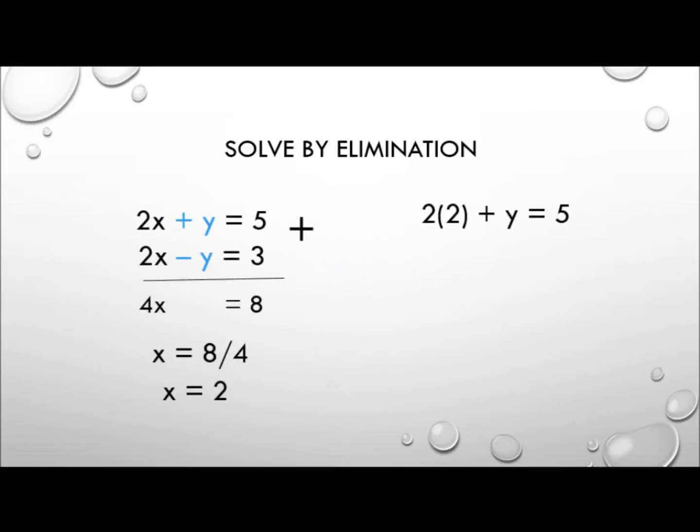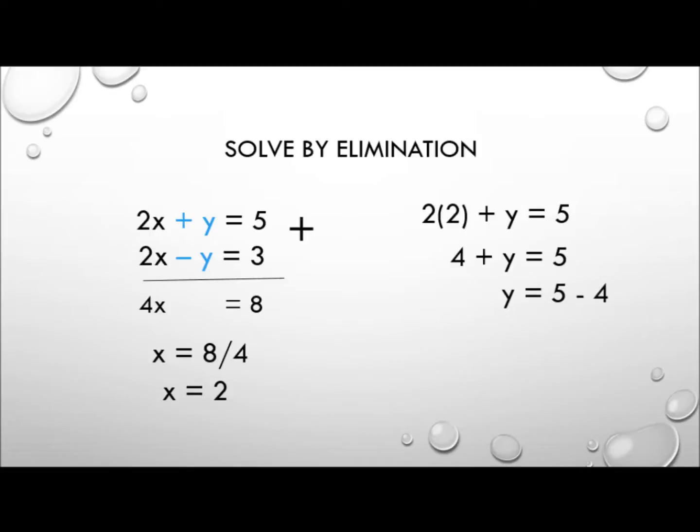And from now on, it's just the same as the substitution method. We can substitute x equals 2 into either of the two equations. In this case, let's pick 2x plus y equals 5. Well, if x is 2, then where we see the x in that equation, we substitute 2. So 2x plus y equals 5 becomes 2 times 2 plus y equals 5. So if 2 times 2 plus y equals 5, then because 2 times 2 is 4, then 4 plus y equals 5.